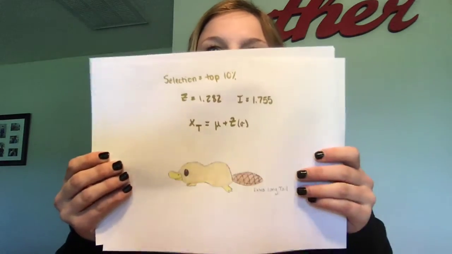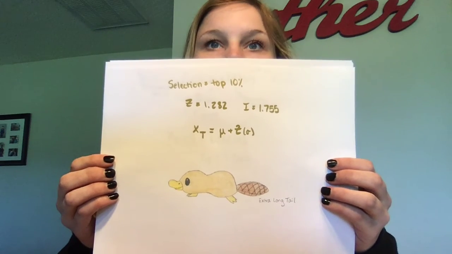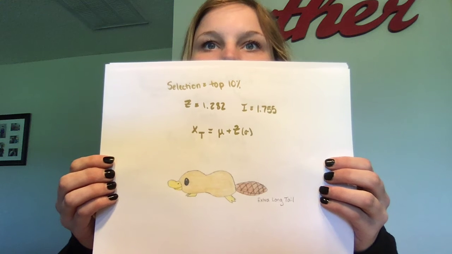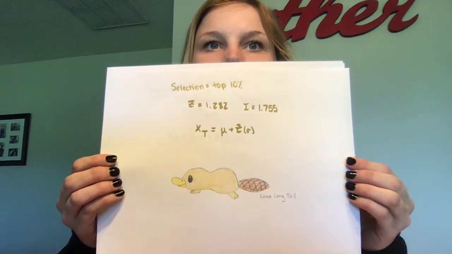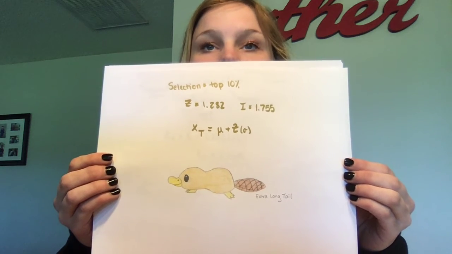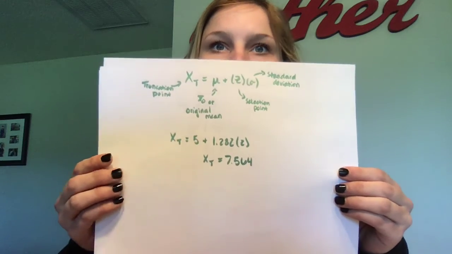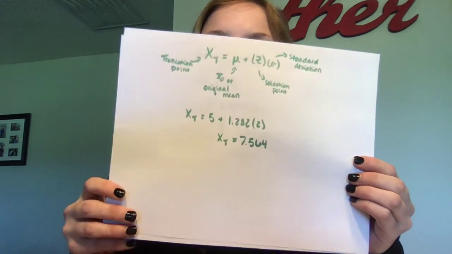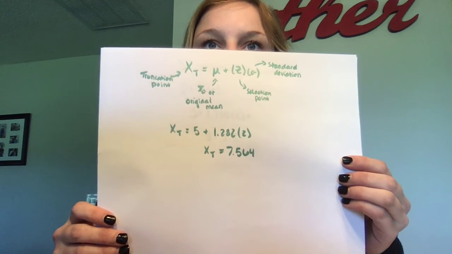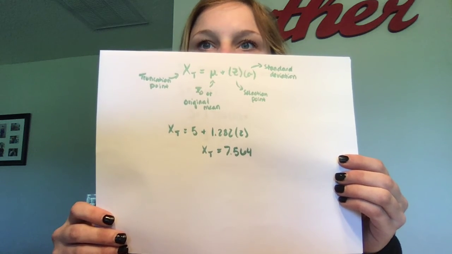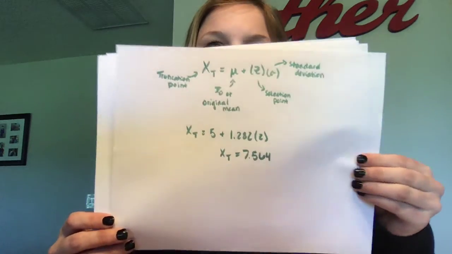I've decided to breed the top 10% of the population, which gives me a standardized selection point, Z, of 1.282 and a selection intensity, I, of 1.755. These will help in our calculations to find the truncation point and the selection differential. To get the truncation point, we have to set x sub t to the original mean plus the standardized selection point times the standard deviation. This gives us a value of 7.564 for our population.